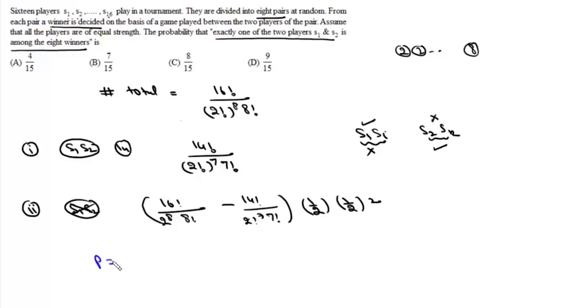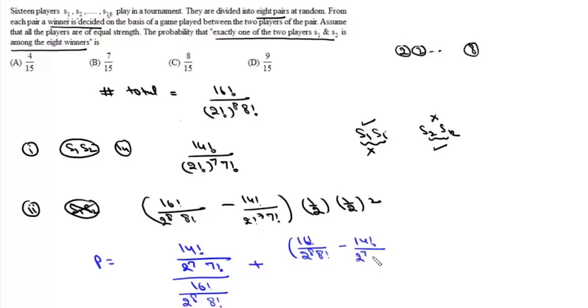Now this required probability will be [14! / (2^7 · 7!)] / [16! / (2^8 · 8!)] plus [16! / (2^8 · 8!) minus 14! / (2^7 · 7!)] / [16! / (2^8 · 8!)] into 1/2.